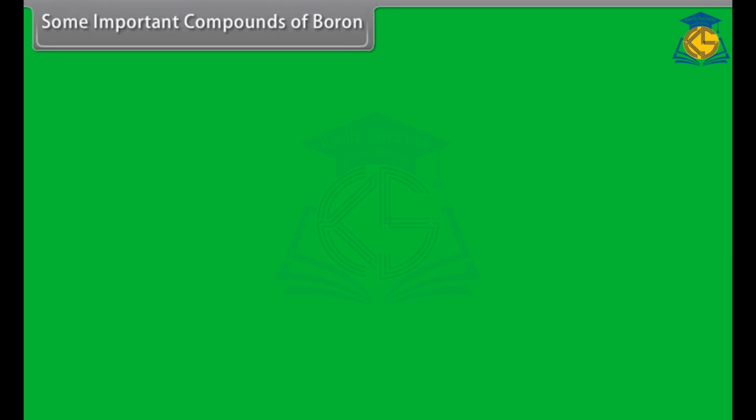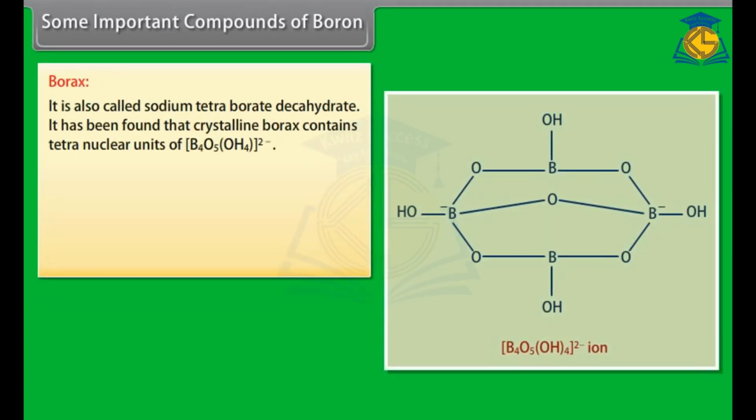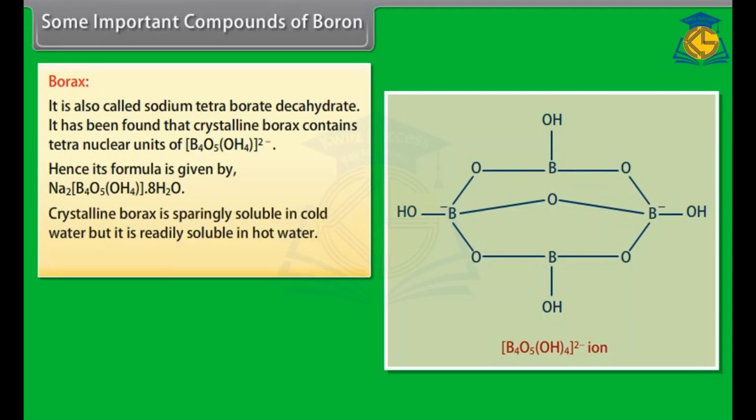Some important compounds of boron. Borax. It is also called sodium tetraborate decahydrate. It has been found that crystalline borax contains tetranuclear units of [B4O5(OH)4]2-. Hence, its formula is given by Na2[B4O5(OH)4]·8H2O. Crystalline borax is sparingly soluble in cold water, but it is readily soluble in hot water.